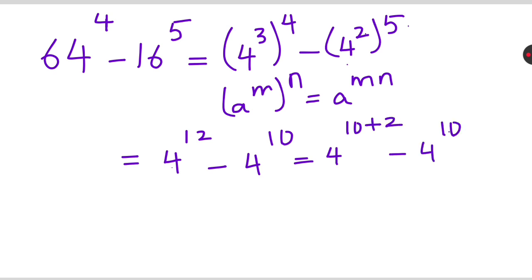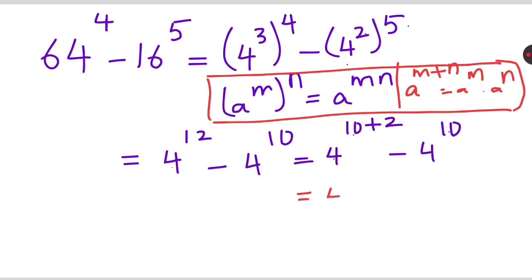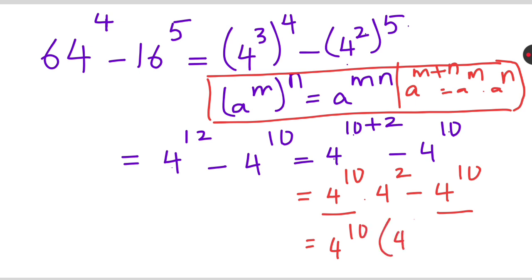Now 4 raised to the power of 10 plus 2 is in the form of a raised to the power of m plus n. We can write this as a raised to the power of m times a raised to the power of n. So we can write this as 4 raised to the power of 10 times 4 raised to the power of 2, minus 4 raised to the power of 10. Here we have a 4 raised to the power of 10 and here we have a 4 raised to the power of 10, so let's take it as common. Then we are left with 4 raised to the power of 2 minus 1. 4 raised to the power of 2 is nothing but 16. 16 minus 1 gives 15.